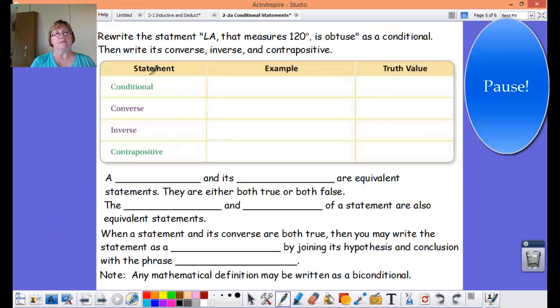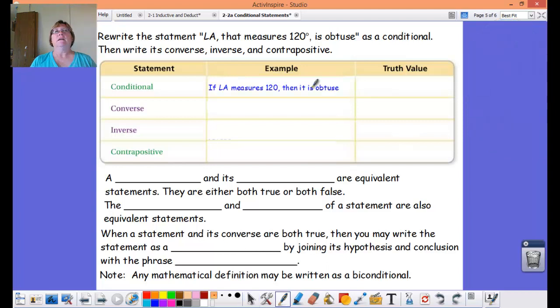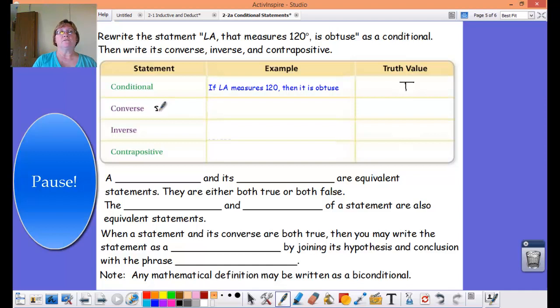I'm going to ask you to pause the video here. This is the statement we are working with: Angle A that measures 120 degrees is obtuse. We want you to begin by writing that as a conditional. Please do so. The truth value on that statement, 120 degree angle is obtuse, is true. Now I'm going to ask you to pause again, and I want to just remind you the converse switches, the inverse negates, and the contrapositive does both, switch and not. And I would like you to do that with our statement. Okay, let's pause that video.